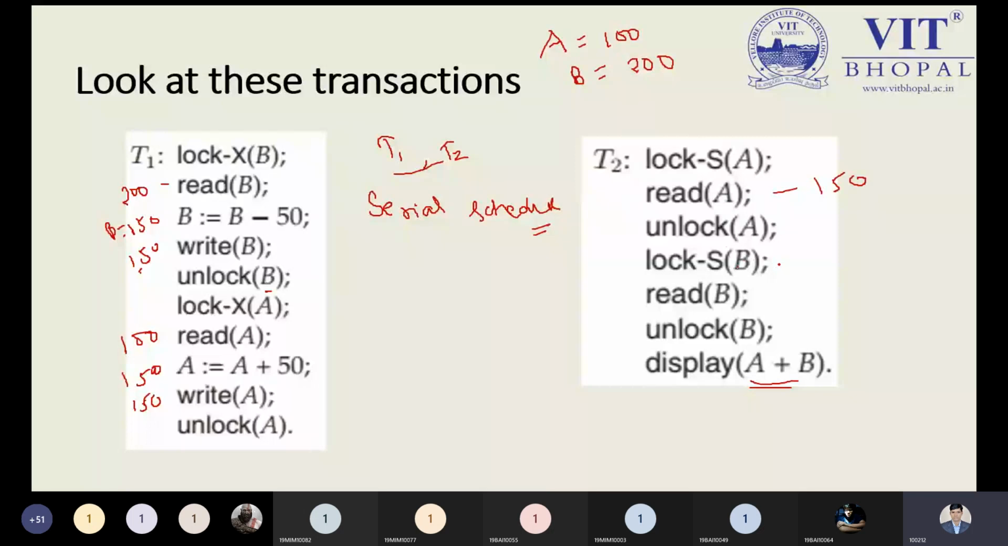That would be read as 150, because it was updated by transaction T1. And now it is also possible to read the value of B here. After displaying, the value of 150 plus 150 will come, so 300 will come over here without any doubt. So this is a good point.